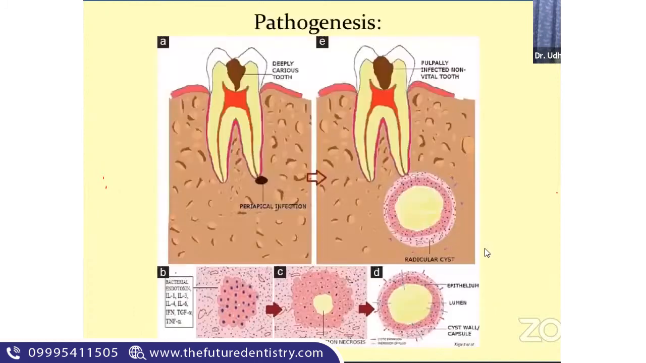Now this is the pathogenesis. For this, you should know exactly what is the cause of a radicular cyst. It's a deep caries. So this is your deeply carious tooth. It has touched the pulp. It has reached the periapical region and caused a periapical infection. Now, what is the response of the body to an infection? It's a chronic inflammatory response, isn't it?